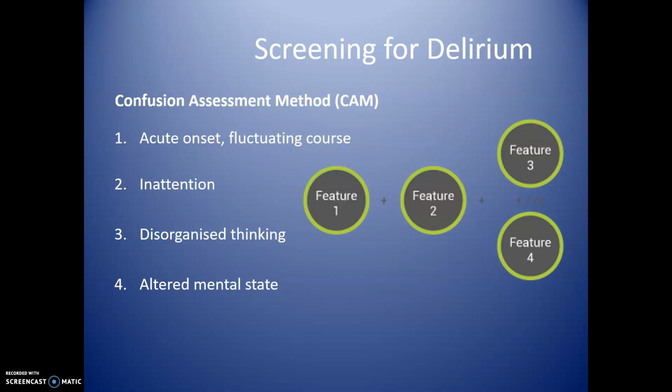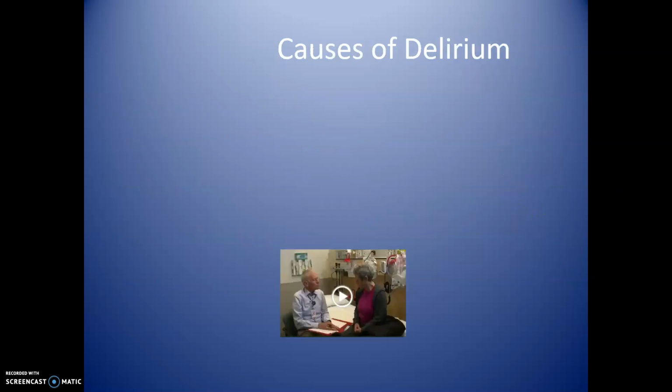For the diagnosis of delirium, a patient must have both an acute onset or fluctuating course and inattention, and in addition to this, either disorganized thinking or an altered mental state. Again, I'd like you to just pause the video and try to think about some causes of delirium, particularly in older people.